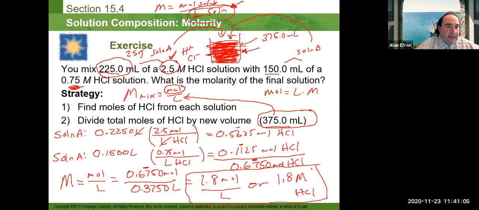Any questions on that calculation, or on molarity in general, figuring out moles, liters, molarity of the whole thing, ions, how much to weigh out? Any questions on any of that stuff?